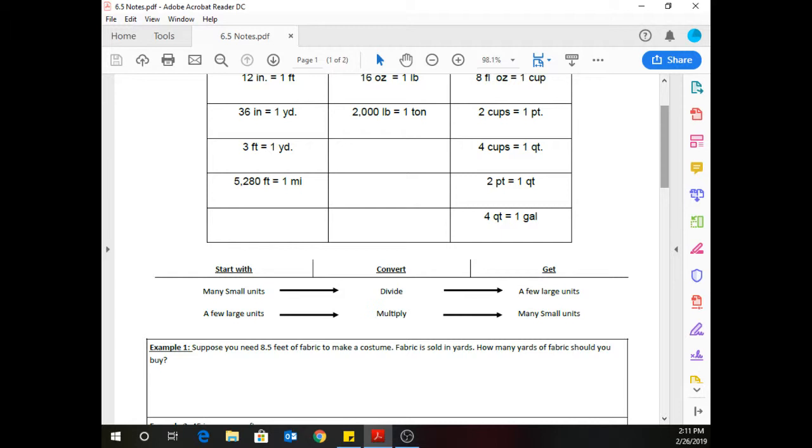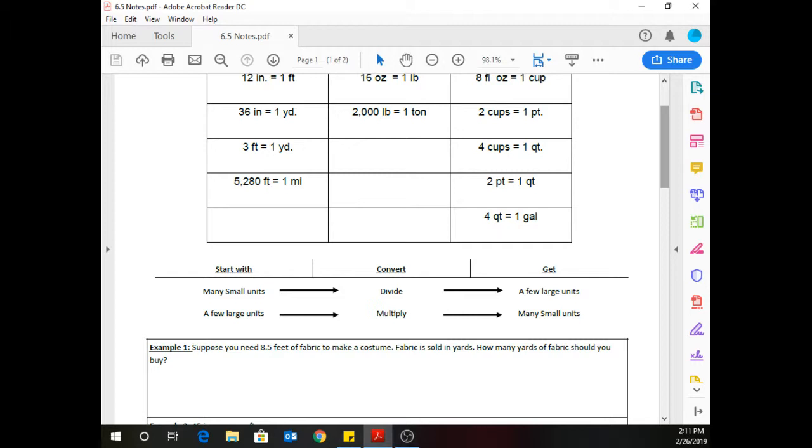You don't need to memorize it. I'll give it to you on the test. This is what you really need to understand. If you start with a bunch of little units and you want to get larger units, you would divide. If you start with large units, let's say you start with tons, and you're going to small units like pounds, then you're going to multiply.